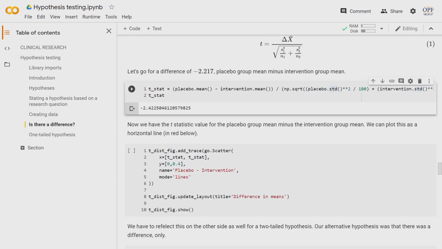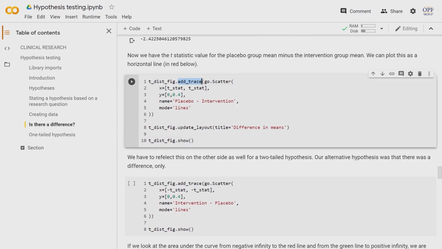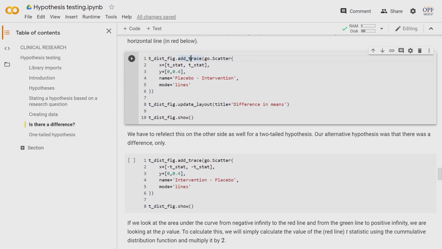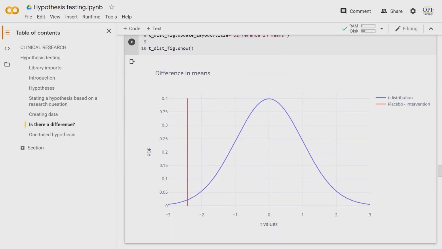on this curve. And let's just do that. So I'm just adding another trace to my curve that already exists. I've already created this figure, t_dist_fig, and I'm just adding another trace. So it'll keep this one that we created here, and this is going to add something to it. I've updated the layout by changing the title, and I'm just printing it to the screen again. So we need not repeat all of that code. And there we go. There is our difference represented as this red line. That's our difference between the two means expressed as a t-statistic.